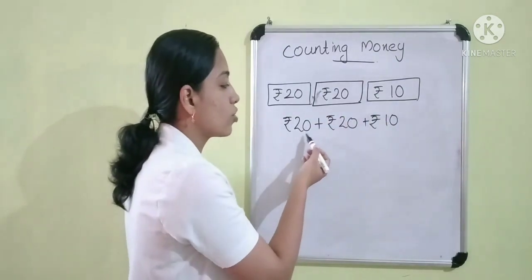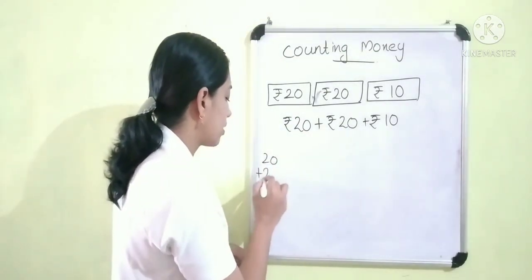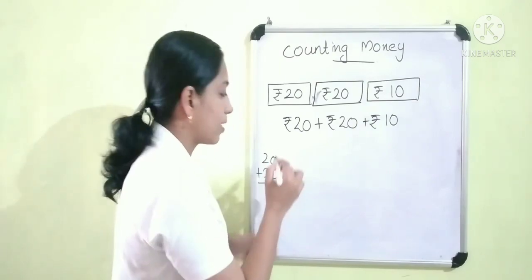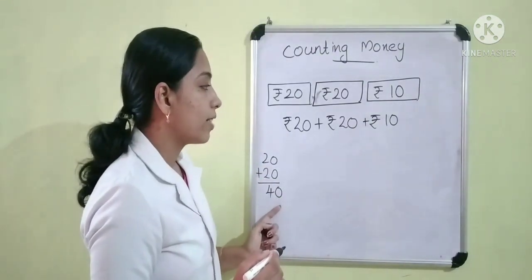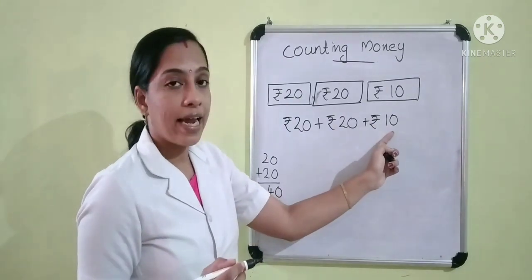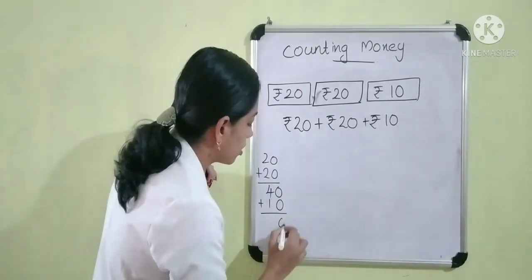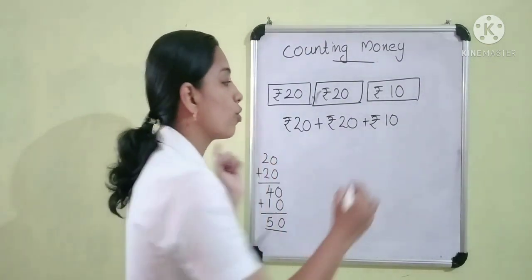Tell me, children, what is 20 plus 20? Yes, 20 plus 20. Let us check. 0 plus 0, 0. 2 plus 2, 4. That is 20 plus 20 is equal to 40. Then let us add 10 with 40. 40 plus 10 is equal to 50. So the amount is 50 rupees.